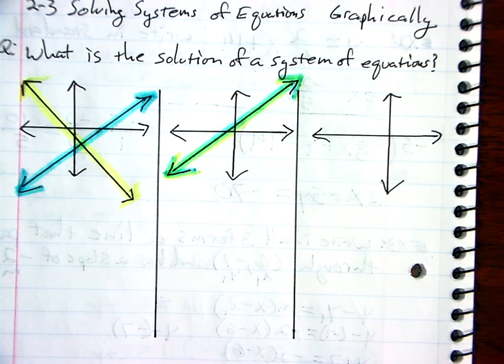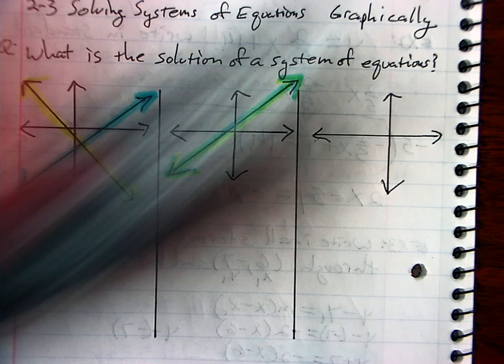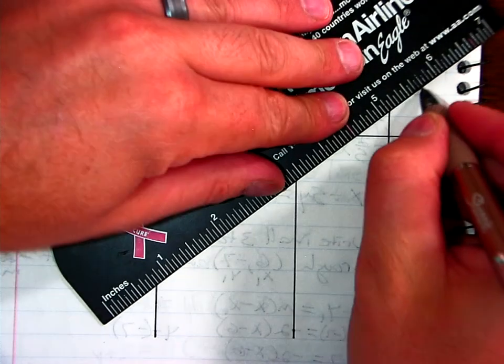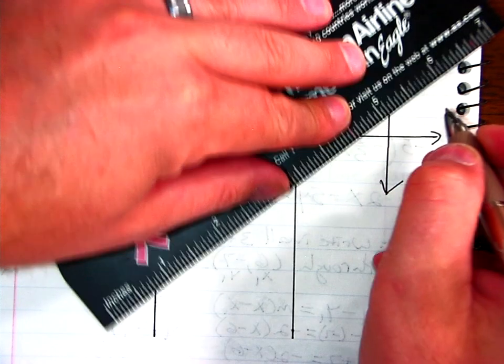So we've had where they've crossed once, where they crossed infinitely many. What's the third one going to be? Any thoughts? I'm sorry? Parallel. I like parallel. So draw 2 parallel lines, please.